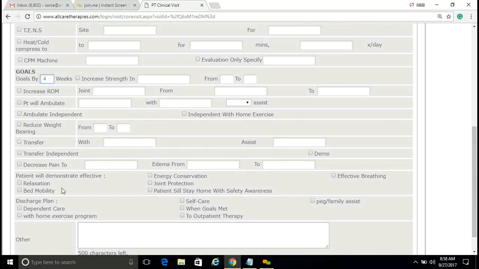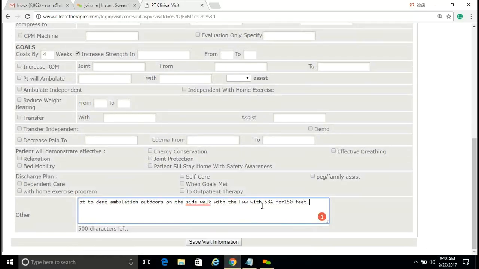These are all the goals you can check off, and you can also write your custom goals over here. Patient to demonstrate ambulation outdoors on the sidewalk with the walker with standby assist for 150 feet. Or you can say patient to demonstrate safety during curb negotiation. So try to be as specific as you can with your goals. It helps. So, and you save.